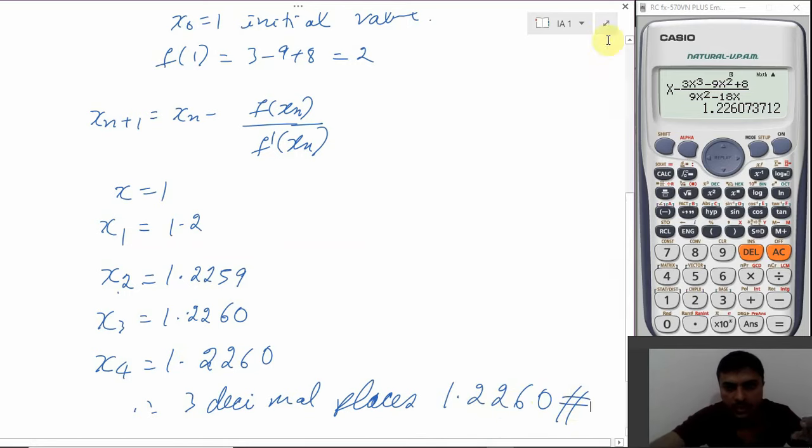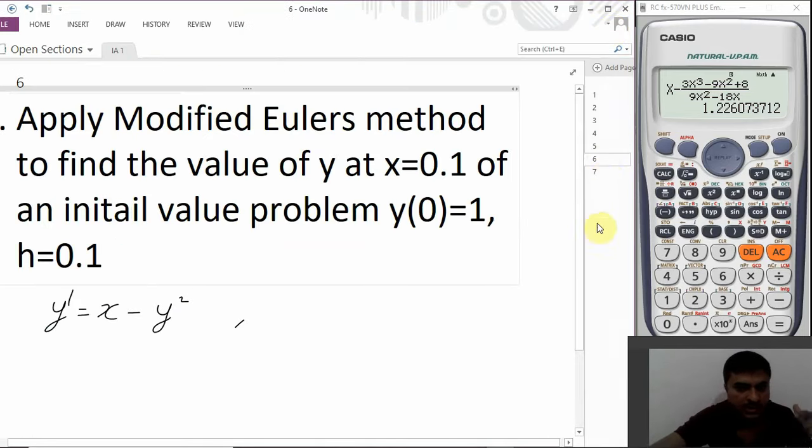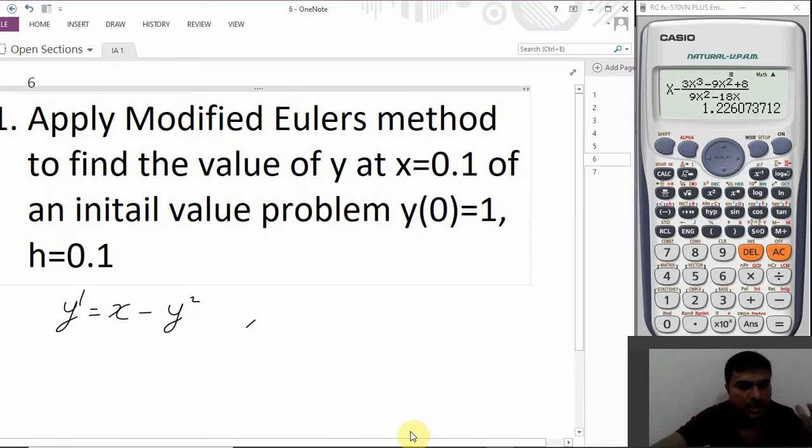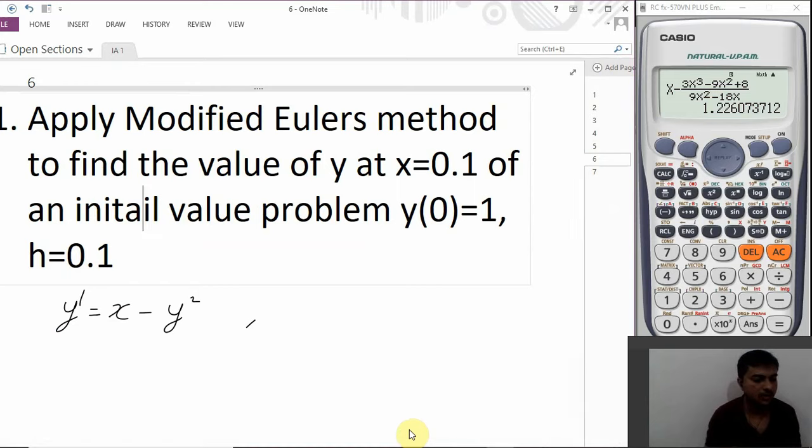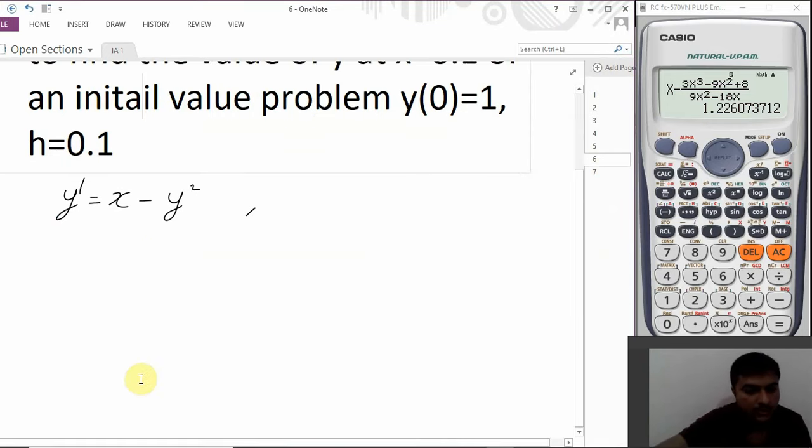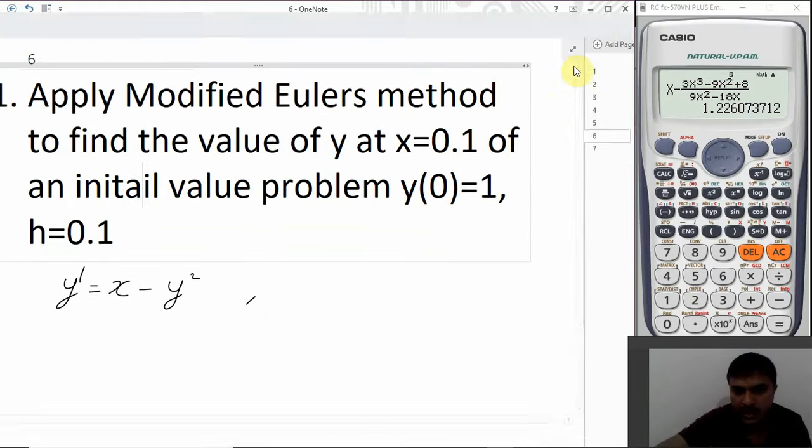Okay, non-stop, we're going to solve the next problem, that is the 6th one. Yes, it is apply modified Euler's method. Remember all the formulas you are going to use, and you have to substitute all the values properly. Definitely you will get the answer. Find the value. X naught is given, y naught is given in the question, just substitute the values friends. Okay, without wasting time, keep your calculators ready.